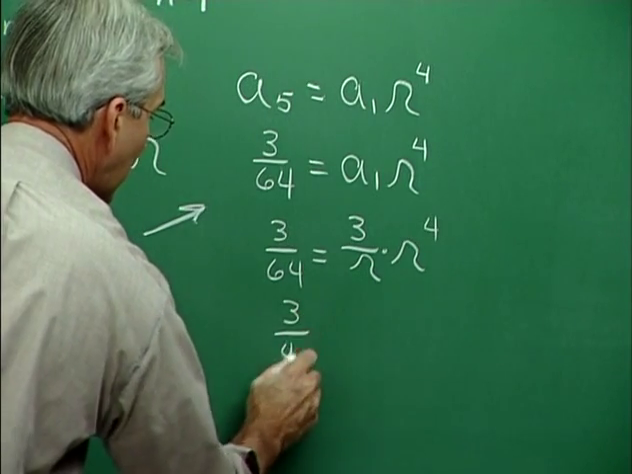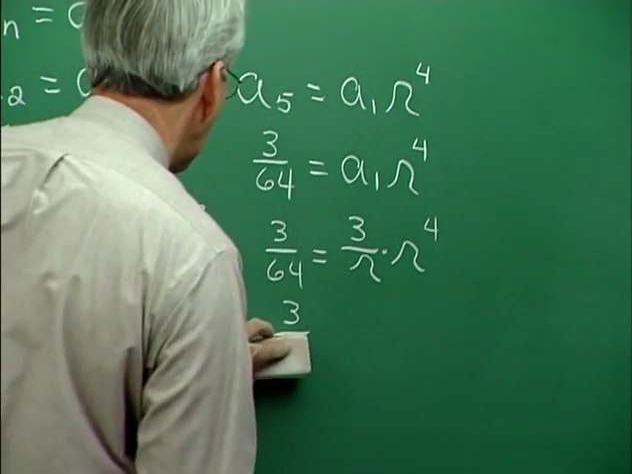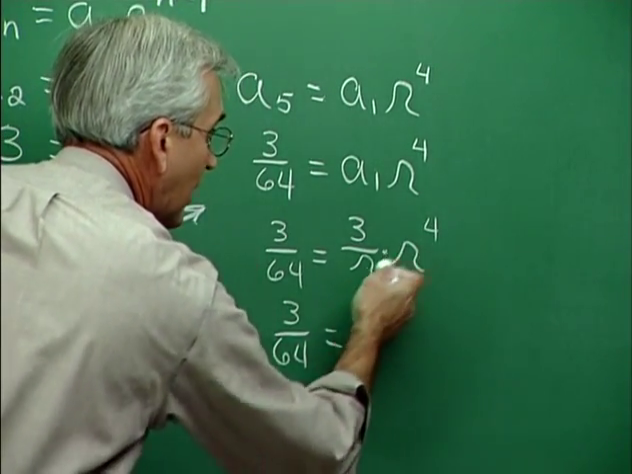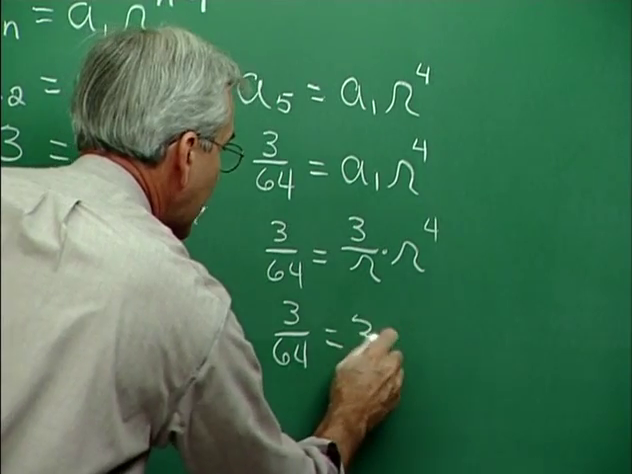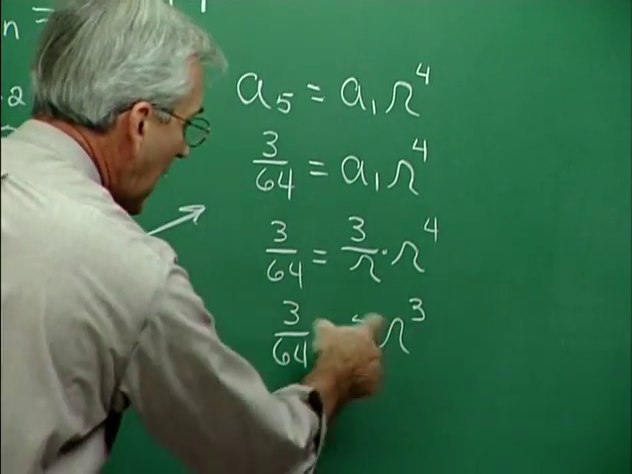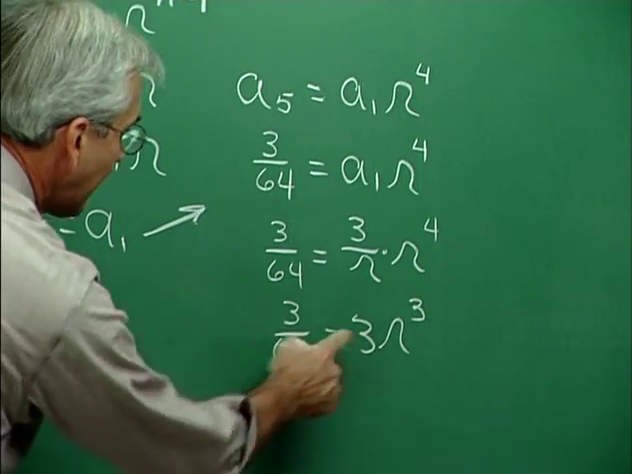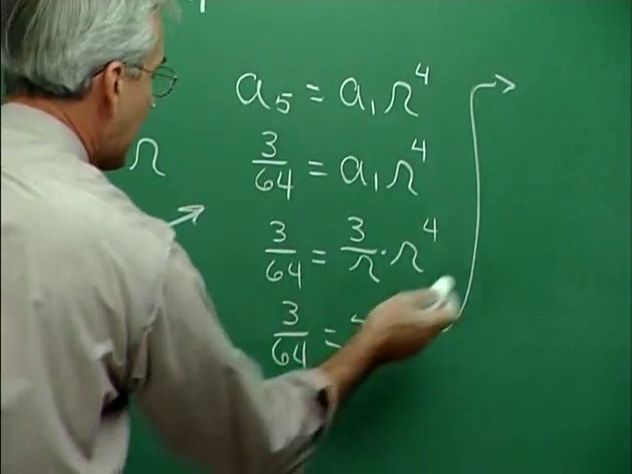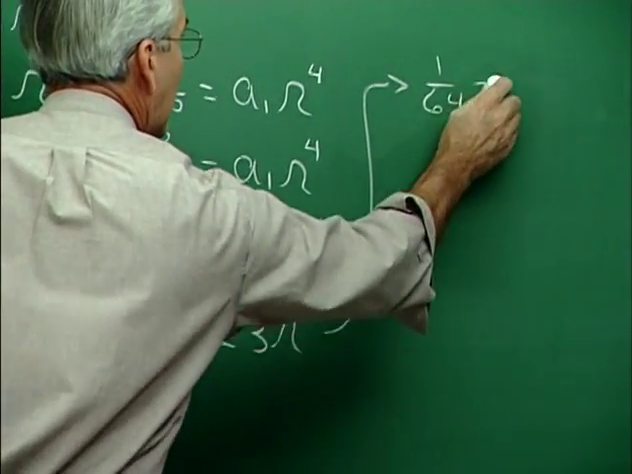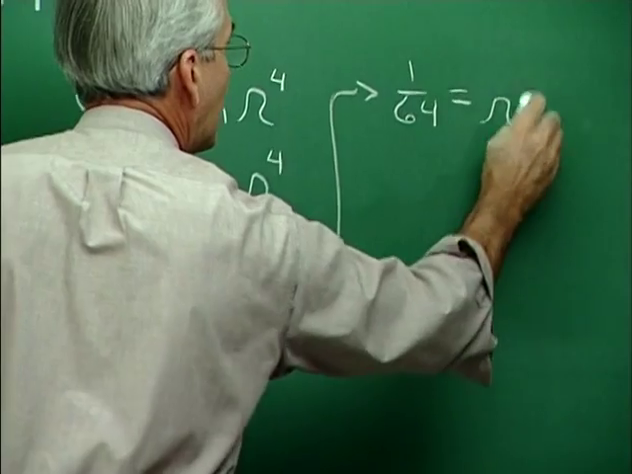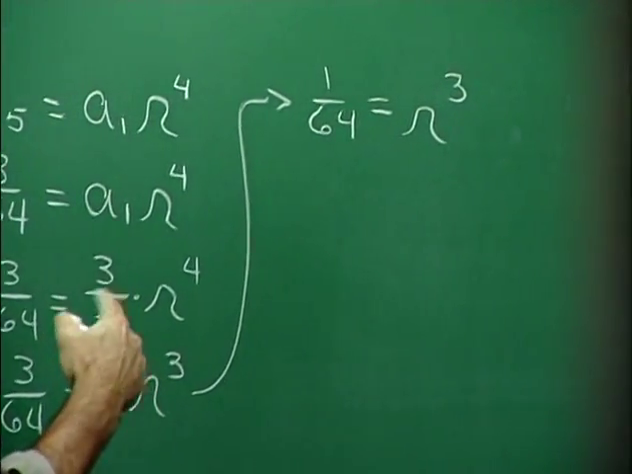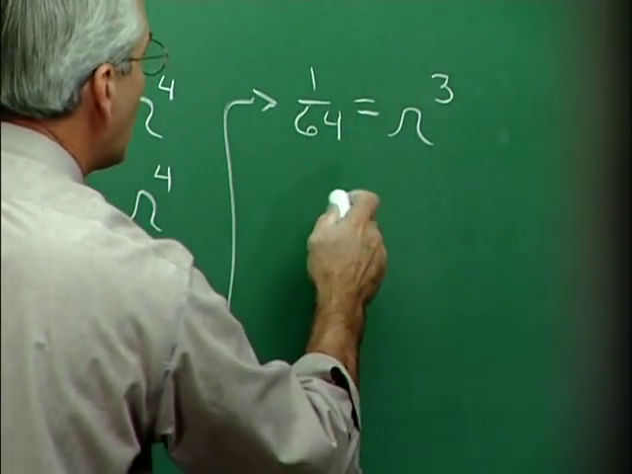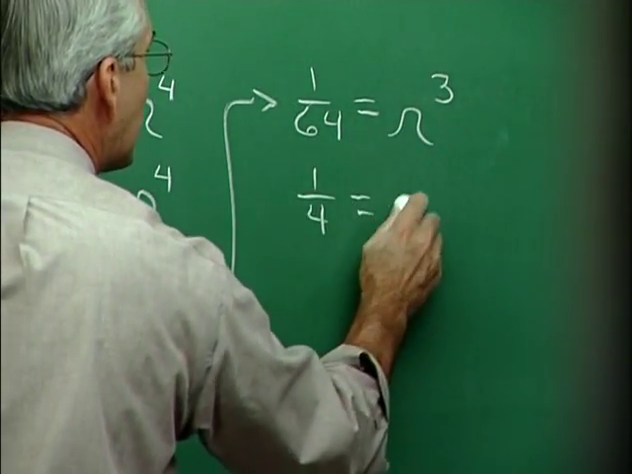I've got 3/64 then equals, one factor of r cancels up here, so we have 3r to the 3rd. And now I can divide on both sides by 3. Dividing over here by 3, I get 1/64. And on the right, when I divide by 3, I have r cubed. Now, using this multiple root property, I can take the cube root on both sides. I find 1/4 then to be equal to r.